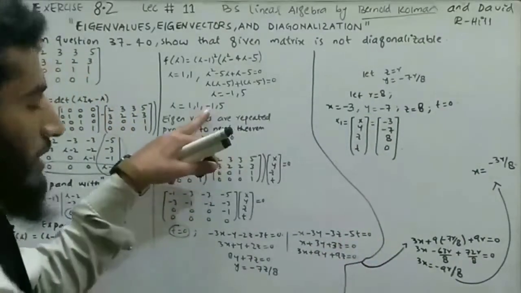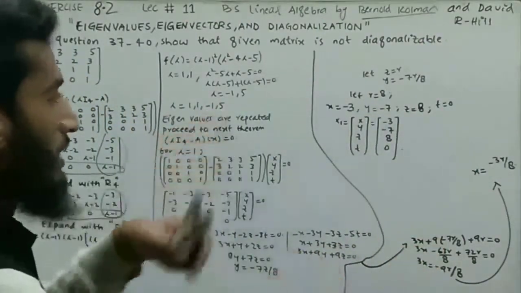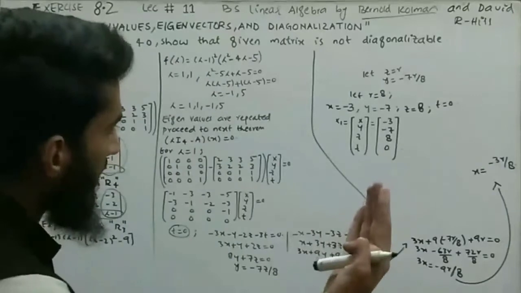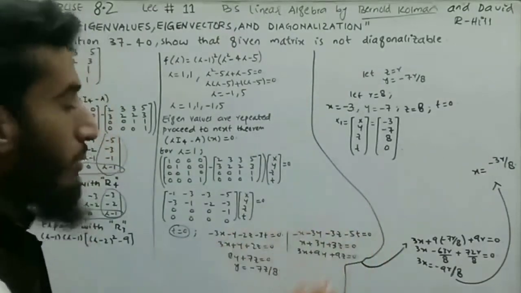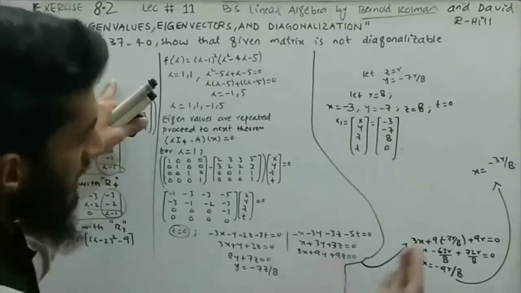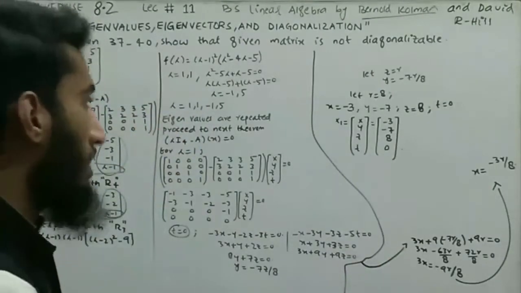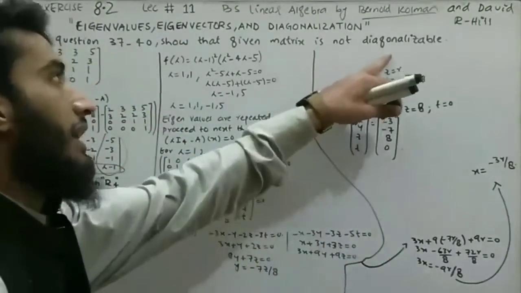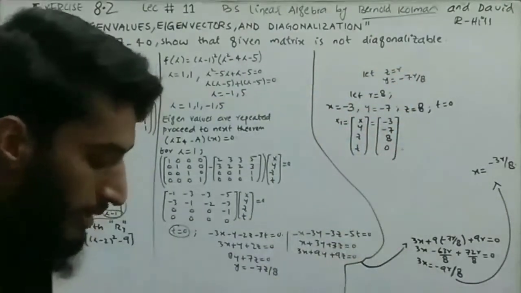By putting -1, it will give us another eigenvector. By putting 5, it will give us another eigenvector. So 3 linearly independent eigenvectors are generated, not 4. Because the given matrix is a 4 cross 4 order matrix, I need 4 linearly independent eigenvectors, not 3. It means the given matrix is not diagonalizable according to this theorem.